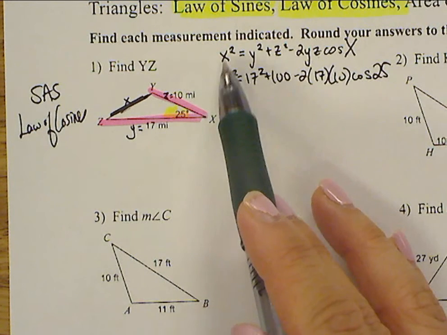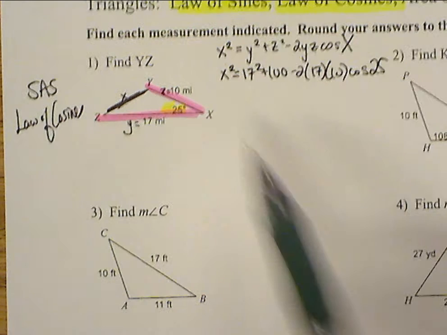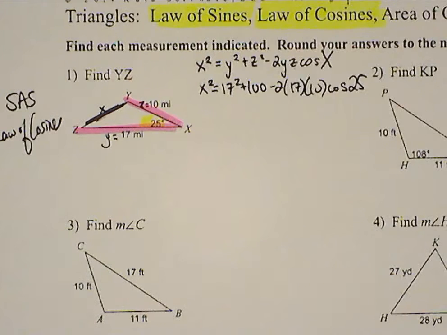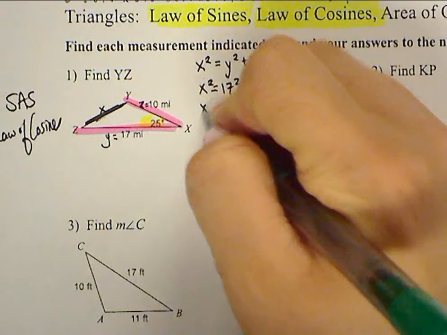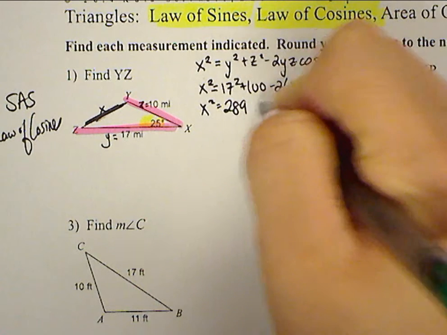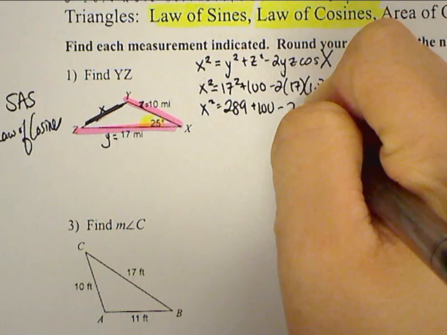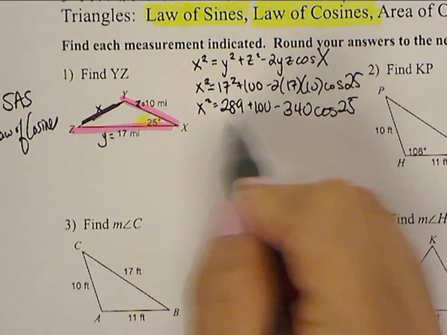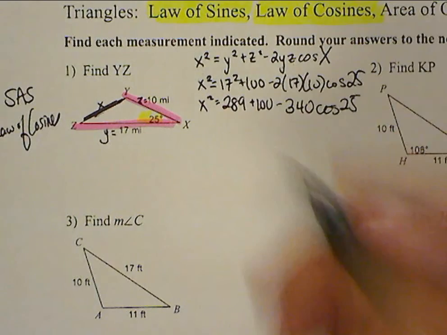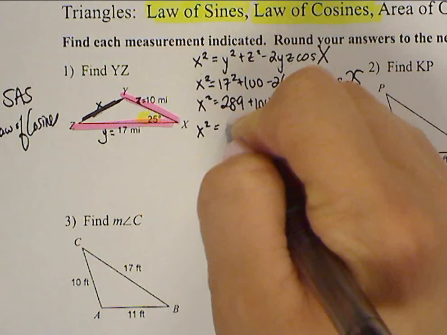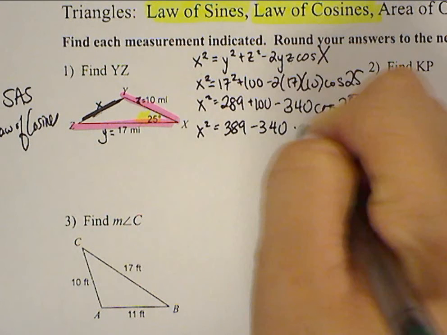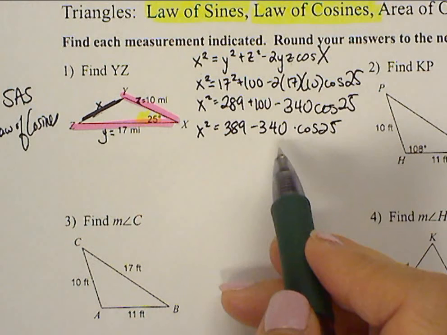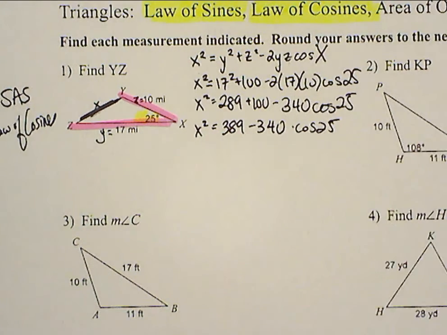Okay? So if you're kind of confused about that, when you see the next example that's a little different, see if that changes anything for you. So I'm just going to simplify. So x squared equals 289 plus 100 minus 340 times cosine of 25. Now, can we add 289 and 100? Totally. 389 minus 340 times cosine of 25. Can I subtract 389 minus 340? No. Why not? Because you have to multiply the entire cosine of 25 first.